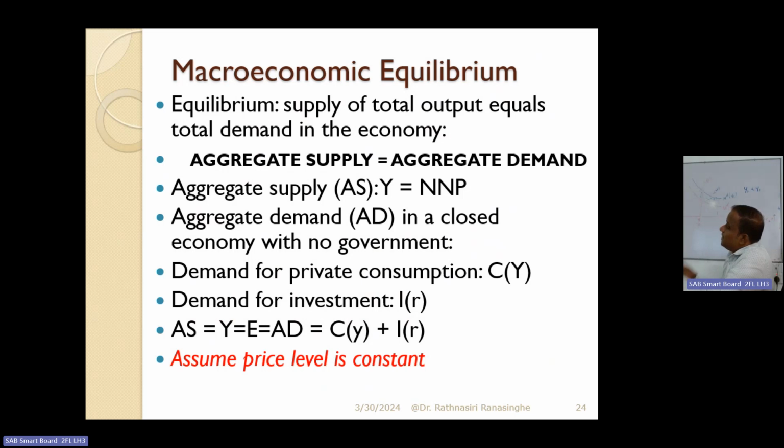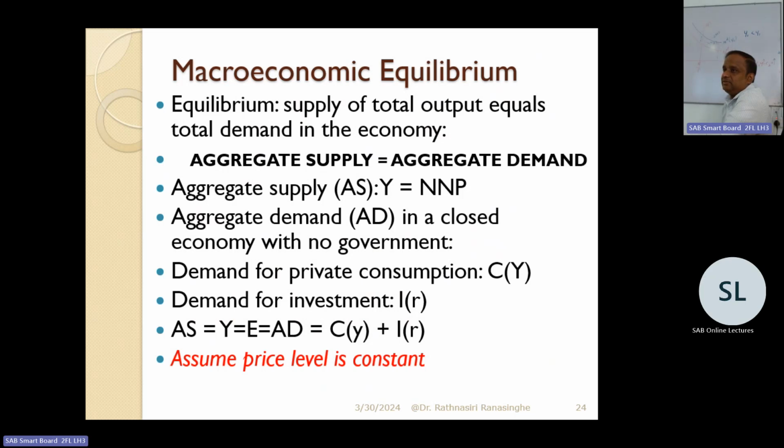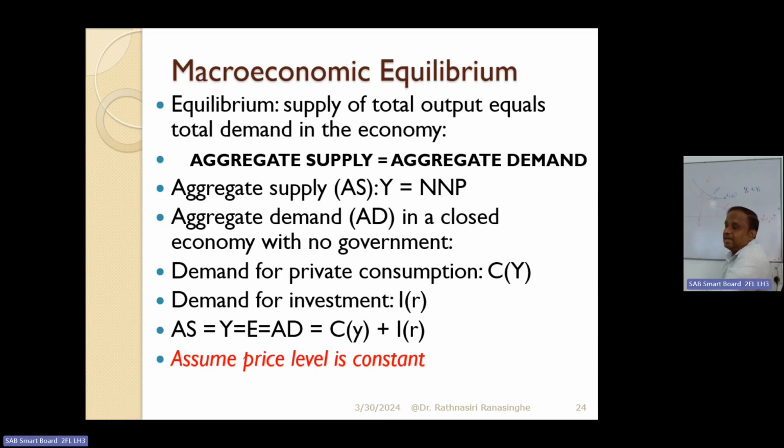Now we talk about the macroeconomic equilibrium. That is the stable situation in the overall economy, when aggregate demand equals aggregate supply, and when injections equal withdrawals. At the equilibrium, this is the first condition: aggregate demand equals aggregate supply. So aggregate supply Y, that is the net national product, in turn equals the aggregate demand.